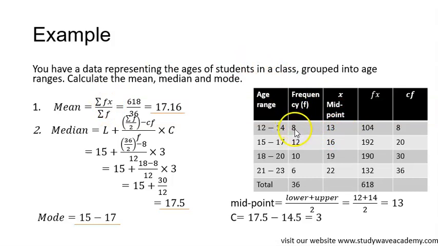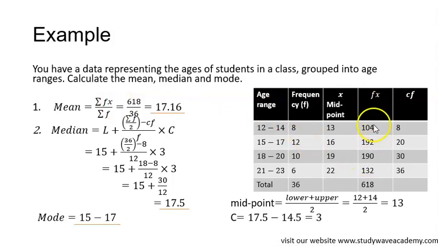So the first column we have 8 and the midpoint is 13. So 8 times 13 is 104, okay? When you have created the fx column, f times x, 8 times 13 is 104. The next column, 12 times 16 is 192. The next column, 10 times 19 is 190. Next, 6 times 22 is 132. So we have gotten our fx, but we are looking for the sum of fx.